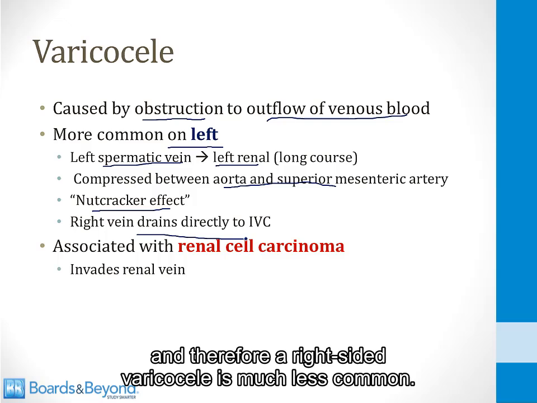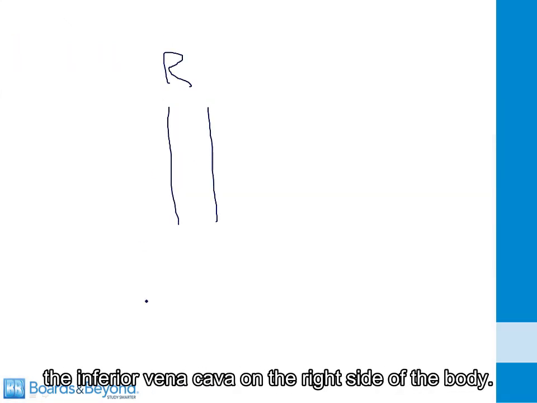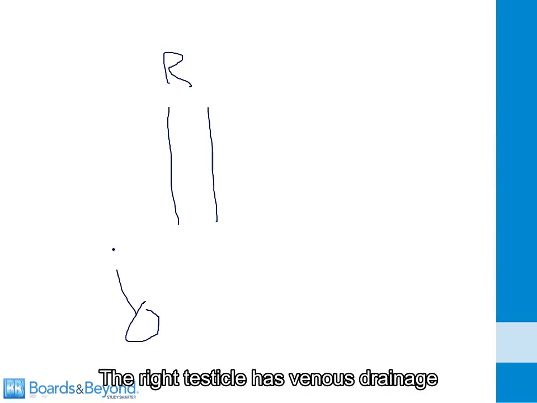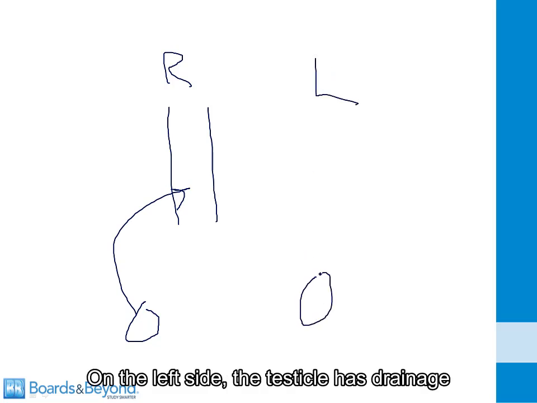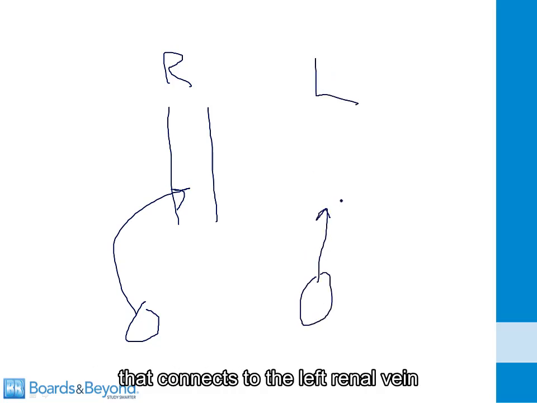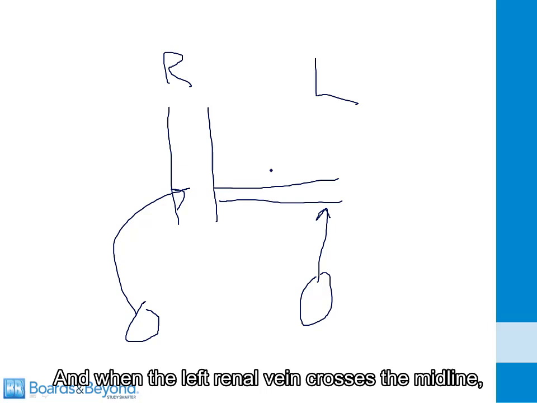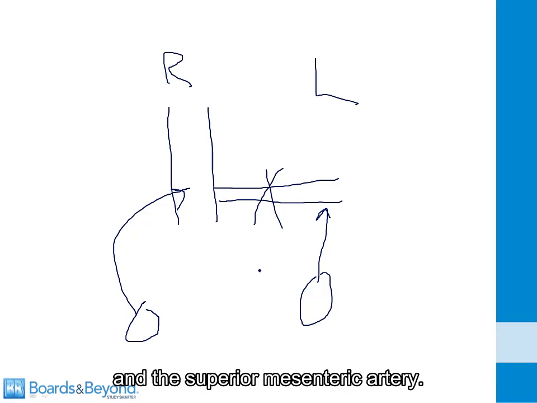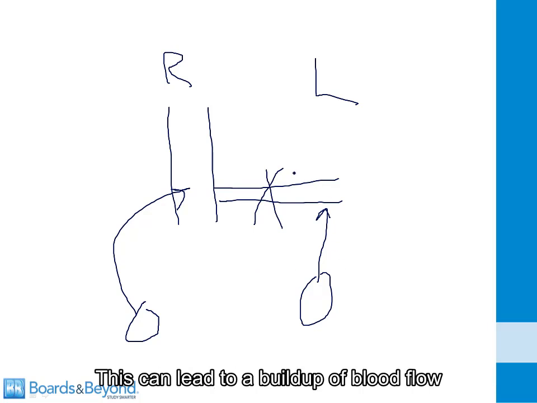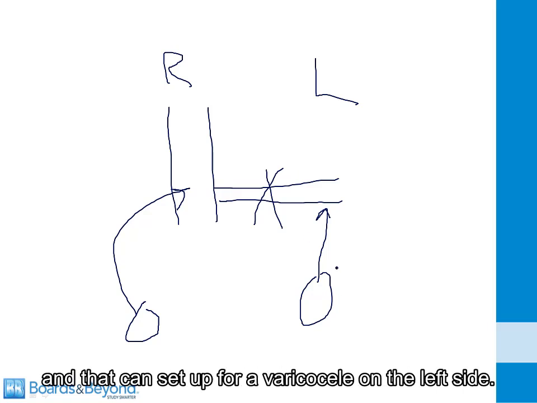To understand this, let's imagine that we've got the inferior vena cava on the right side of the body. The right testicle has venous drainage that connects directly to the IVC. On the left side, the testicle has drainage that connects to the left renal vein, which then crosses the midline to connect to the IVC. And when the left renal vein crosses the midline, it can become compressed right here between the aorta and the superior mesenteric artery. This can lead to a buildup of blood flow and pressure behind the compression, and that can set up for a varicocele on the left side.